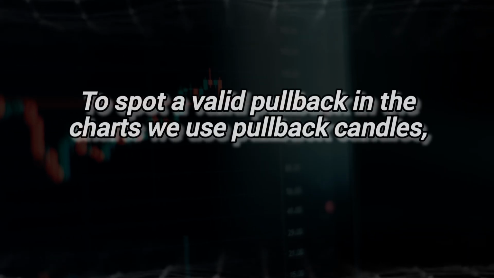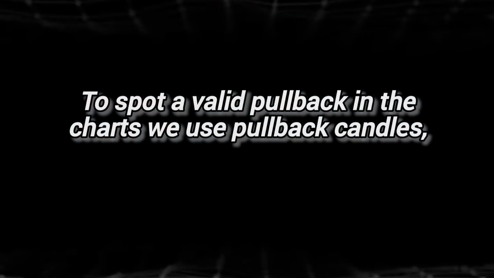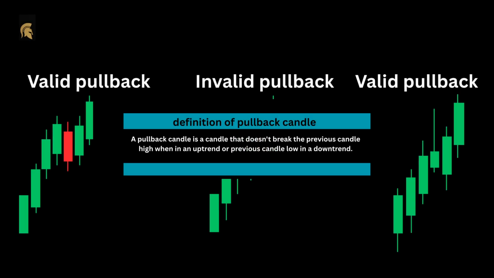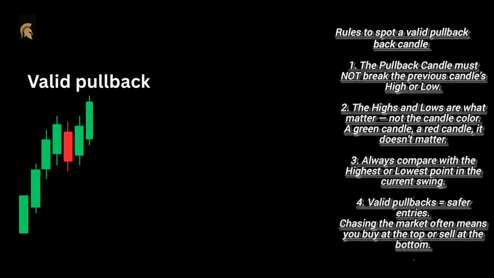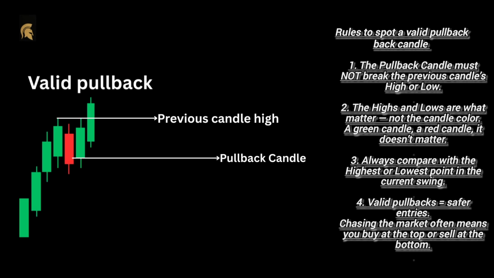To spot a valid pullback in the charts, we use pullback candles. So what is a pullback candle? A pullback candle is a candle that doesn't break the previous candle high when in an uptrend or previous candle low in a downtrend. So what are the rules to spot a valid pullback candle? Here are the rules. 1. The pullback candle must not break the previous candle's high or low.